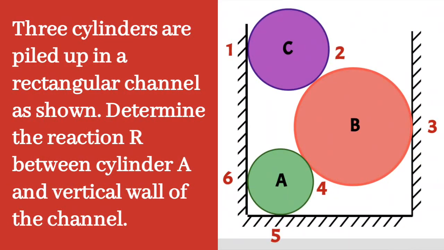Given question: three cylinders are piled up in a rectangular channel as shown. Determine the reaction R between cylinder A and the vertical wall of the channel.